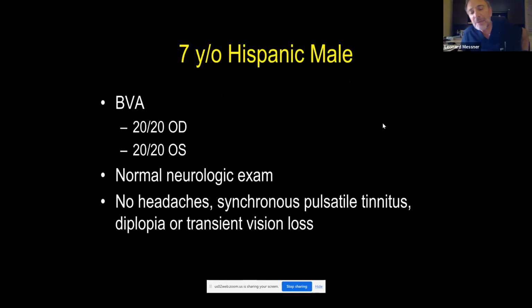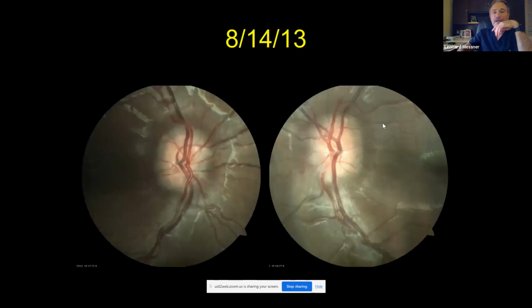Now, I'm going to finish up disc drusen with this case of a 7-year-old young man whom I first had the opportunity to examine in 2013. I've seen him at least on an annual basis for about the past 10 years. He presents with 20/20 vision, a normal neurologic examination, but optic nerves that look like this.